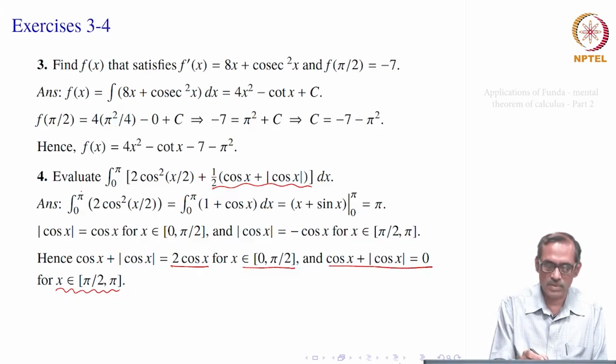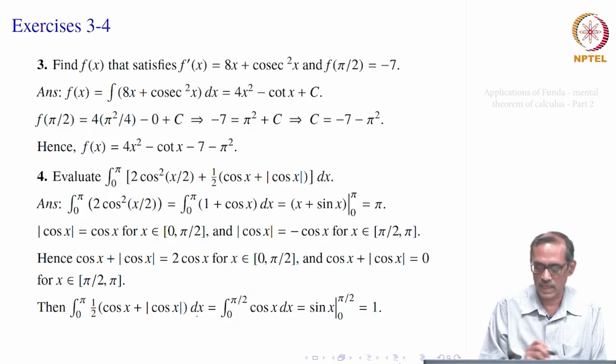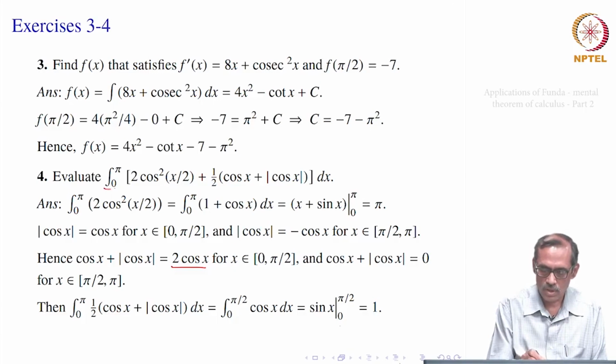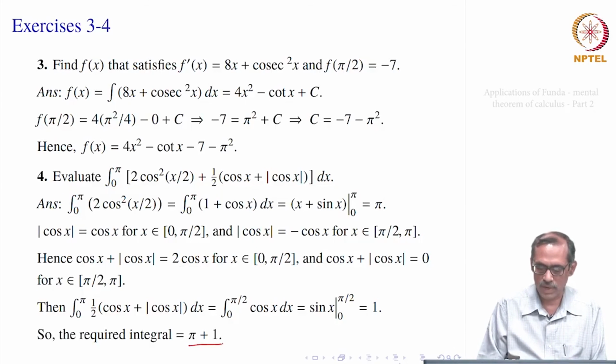Therefore, the integral from 0 to pi is really the integral from 0 to pi by 2, the other side becomes 0. So, you get the integral of half of cosine x plus mod cos x dx as the integral from 0 to pi by 2 of half times 2 cosine x. That gives cosine x, and its integral is sin x evaluated from 0 to pi by 2, which is 1. So, the required definite integral is the sum of these two integrals, which is pi plus 1.